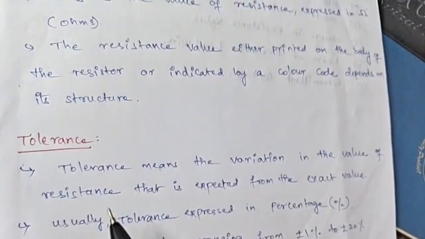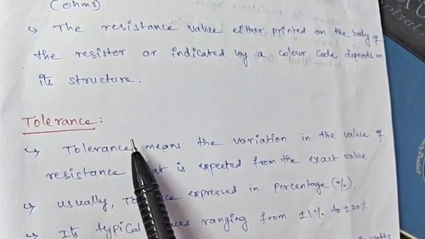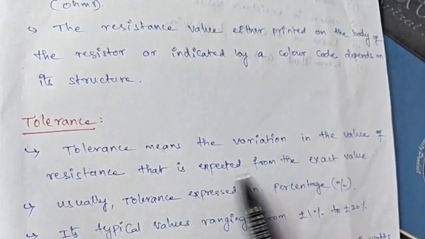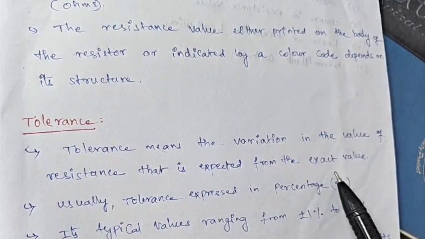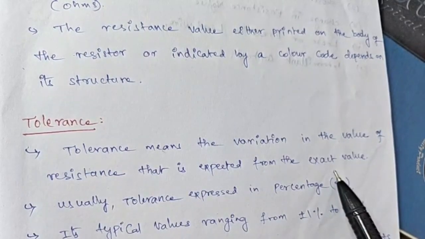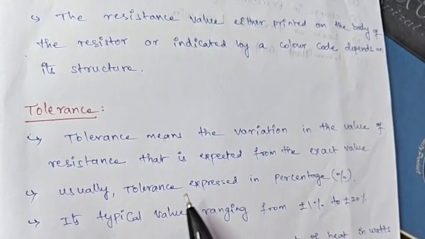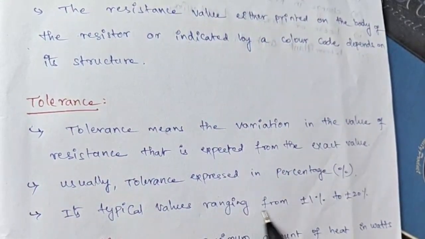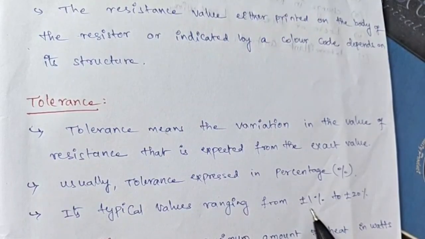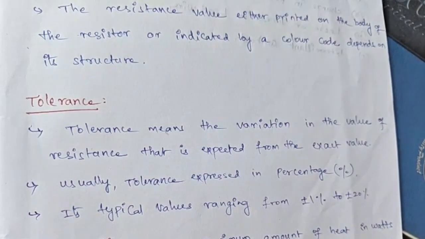Now the second specification is tolerance. Tolerance means the variation in the value of resistance that is expected from the exact value. There is a change in resistance value. Usually this tolerance is expressed in percentage, and its typical value ranges from plus or minus 1% to plus or minus 20%.